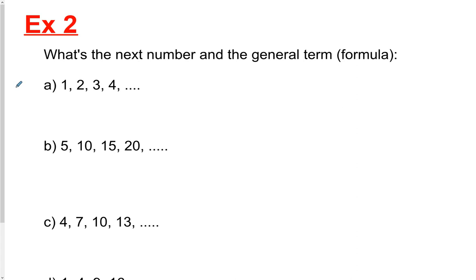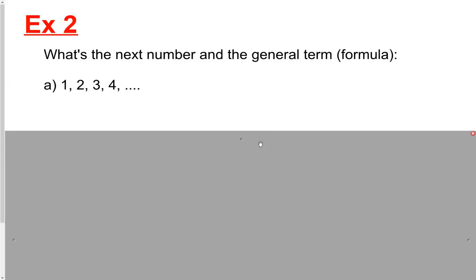Okay, what we're going to do right now is try to find the general term rather than be given one. So we've got some patterns here, and we're going to try and figure out what's going to be the next number in our pattern and what is our general term. So here we go.